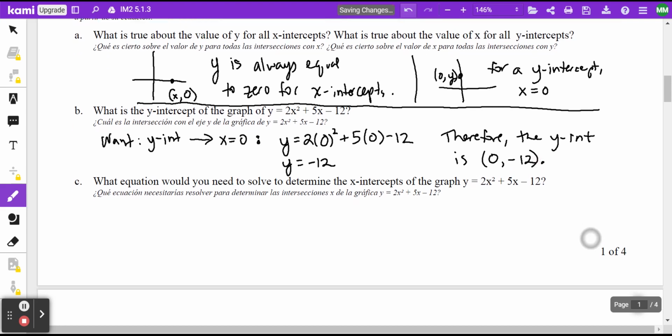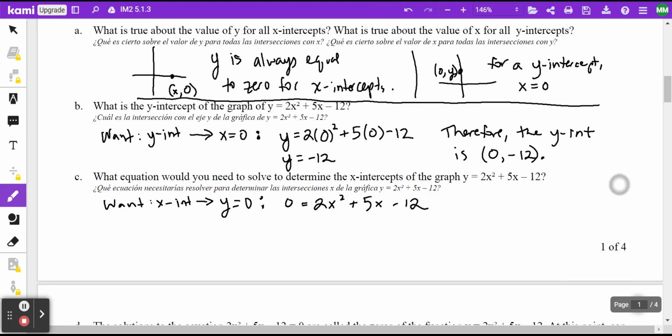Okay. What equation would I need to solve to determine the x-intercepts? Well, we want the x-intercepts, and therefore we set y equal to 0. And we have, instead of y, 0 equals 2x squared plus 5x minus 12. And that is not solvable with methods until today. Guess what, everybody? This is why we factor.